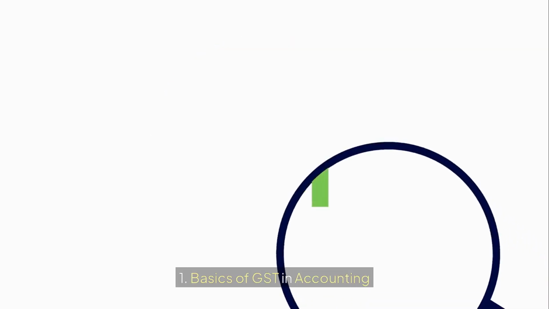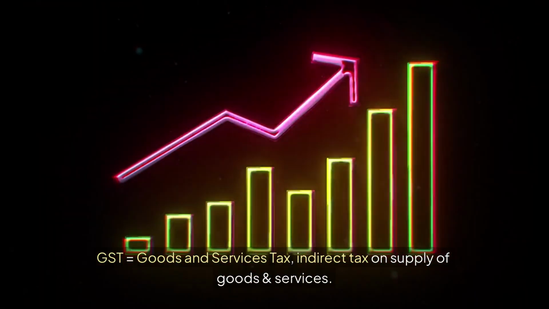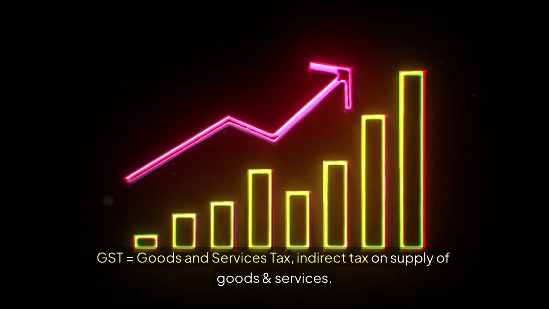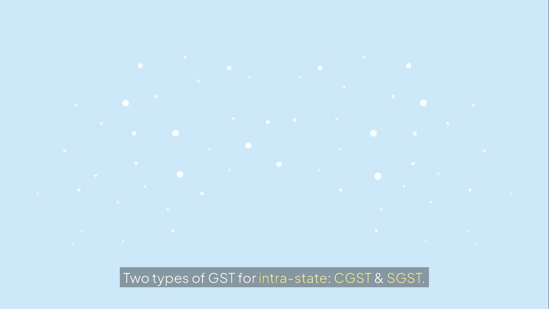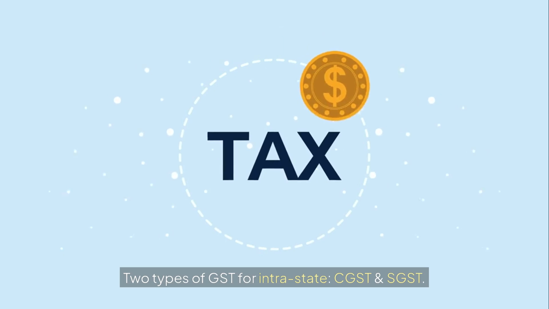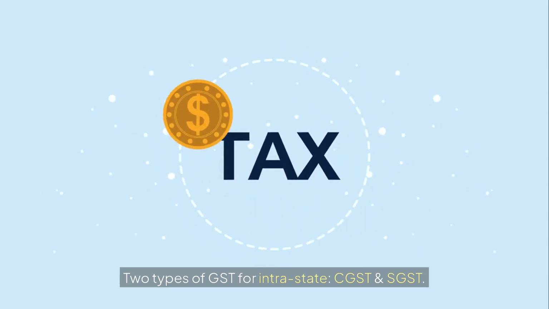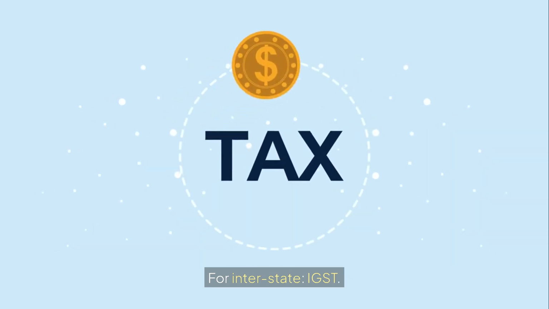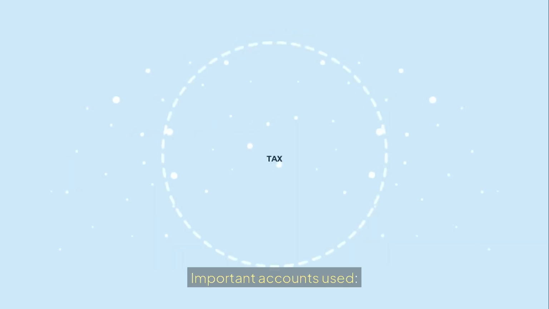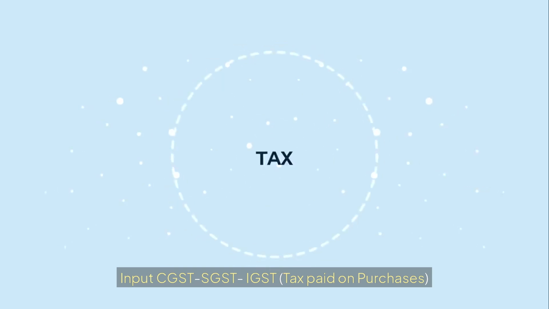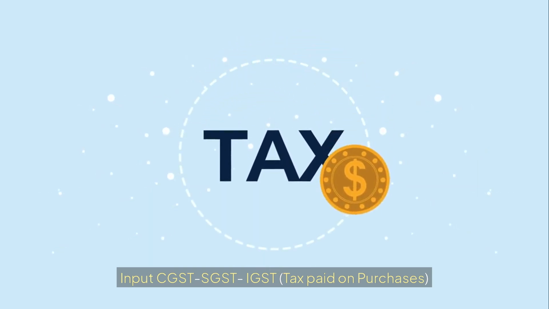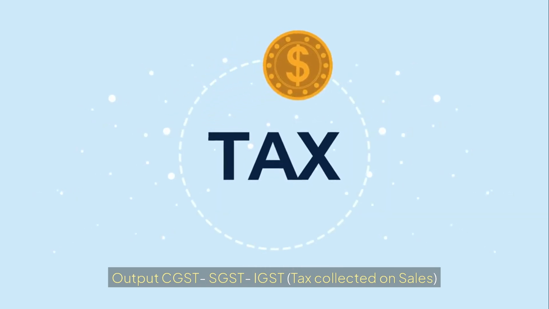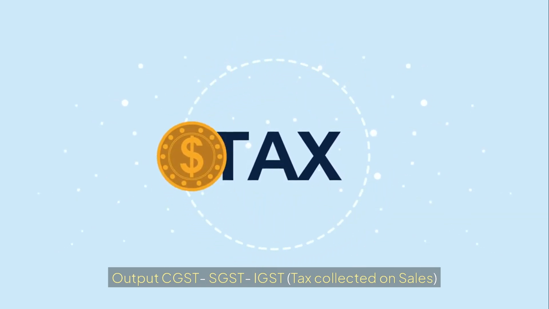1. Basics of GST in accounting. GST equals Goods and Services Tax, an indirect tax on supply of goods and services. 2 types of GST: for intrastate, CGST and SGST; for interstate, IGST. Important accounts used: Input CGST, SGST, IGST, tax paid on purchases. Output CGST, SGST, IGST, tax collected on sales.